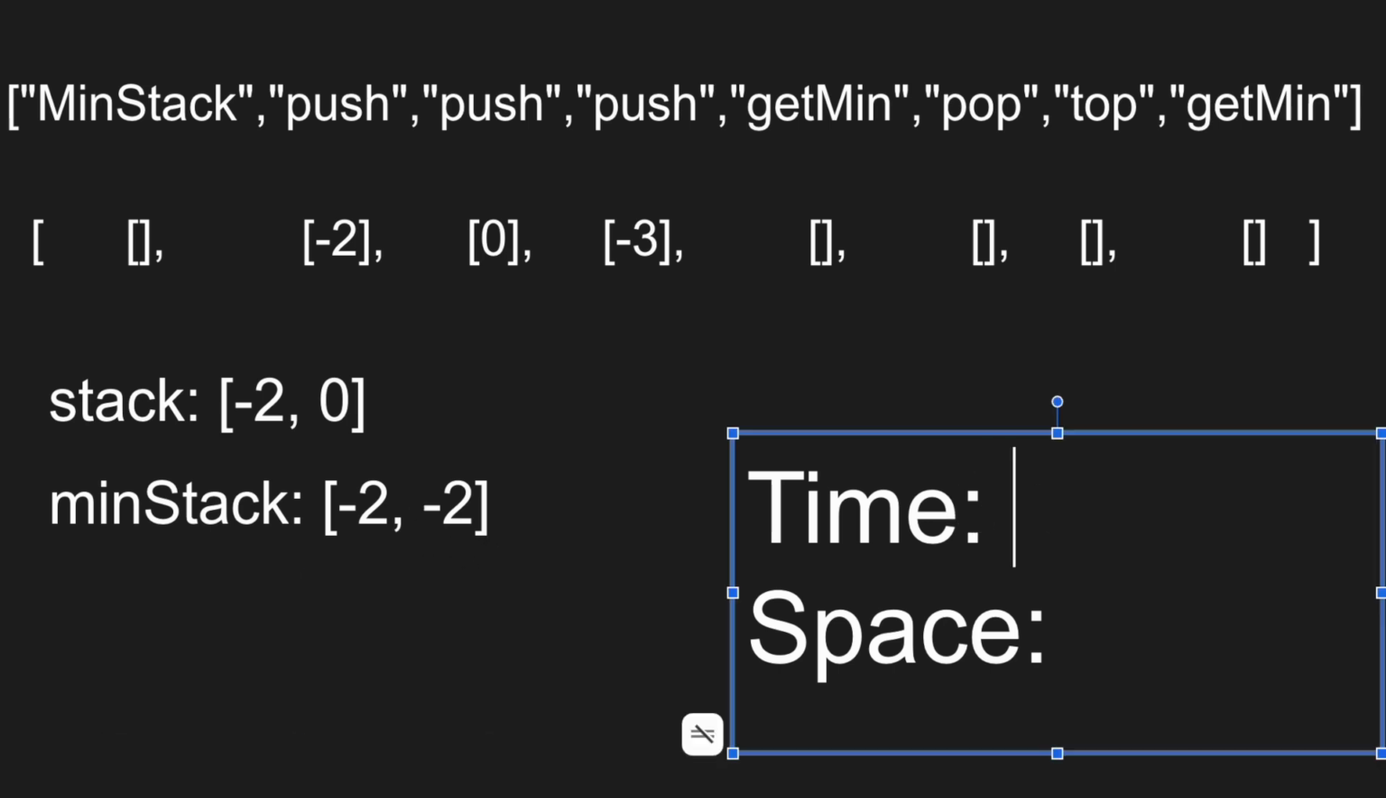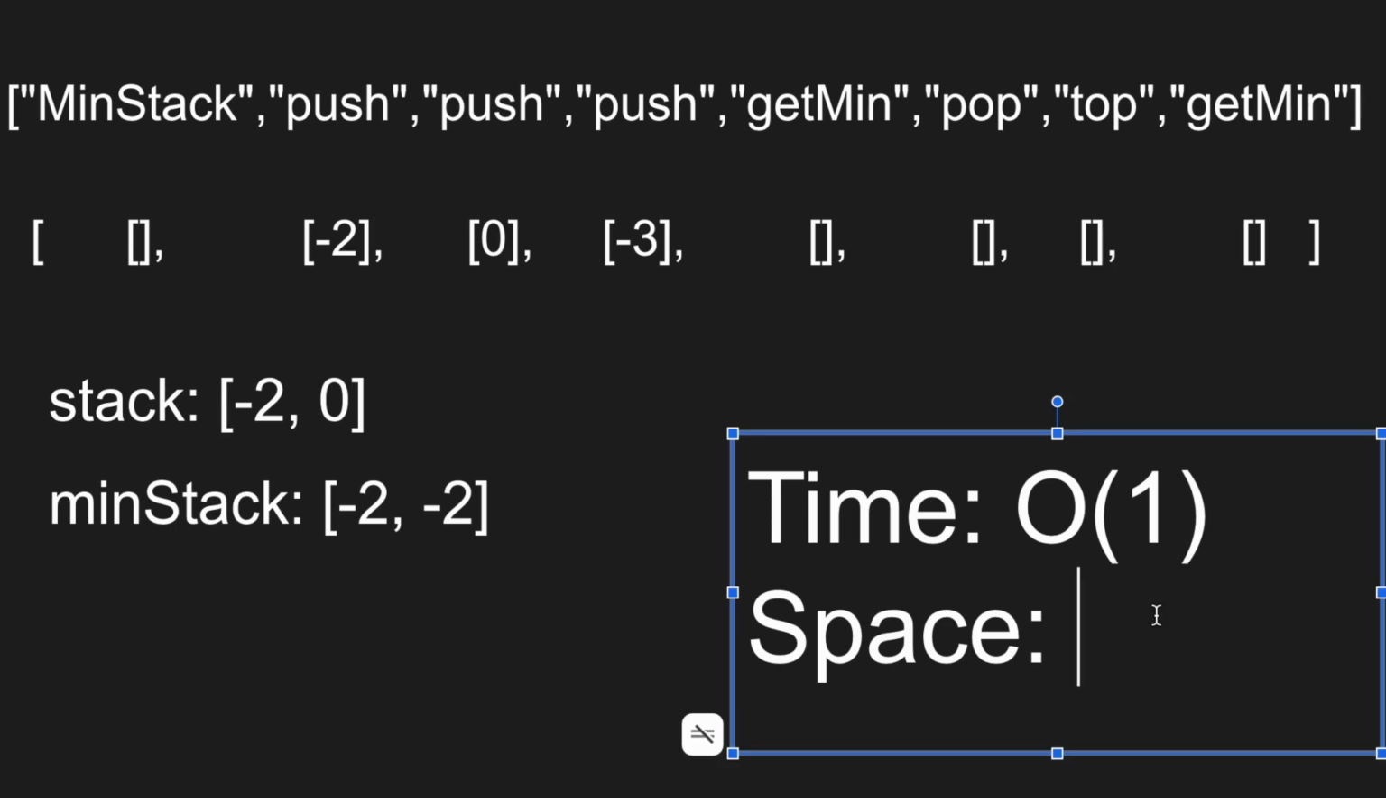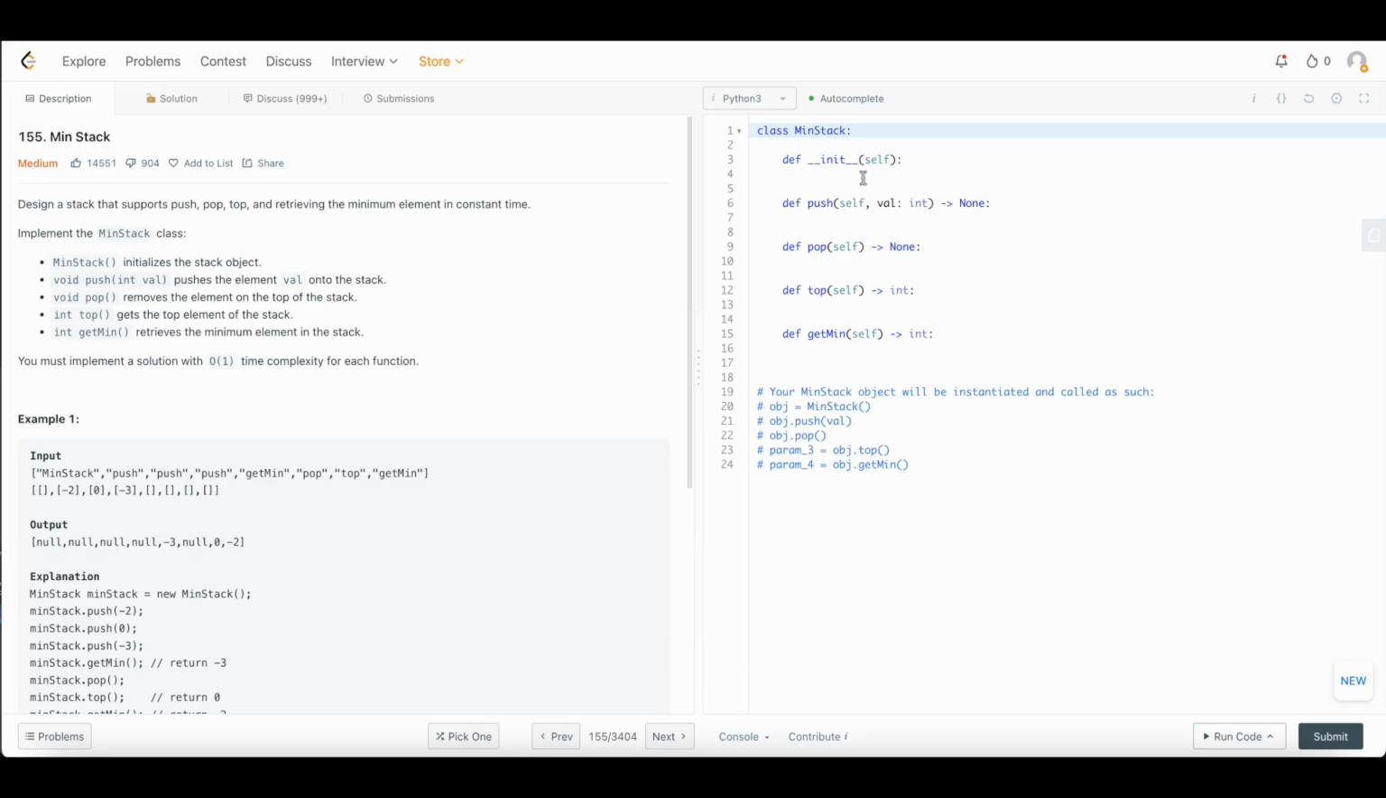The time complexity of this would be O of 1 for all functions because the time of each function does not depend on anything. And the space complexity would be O of n, where n is the length of the stack, and the length of the stack can be generated by the push function, which can go up to n space. So now let's get to the coding part.